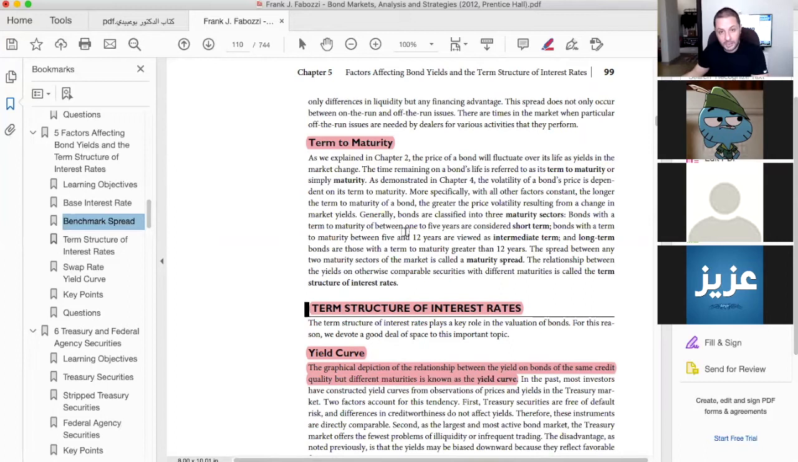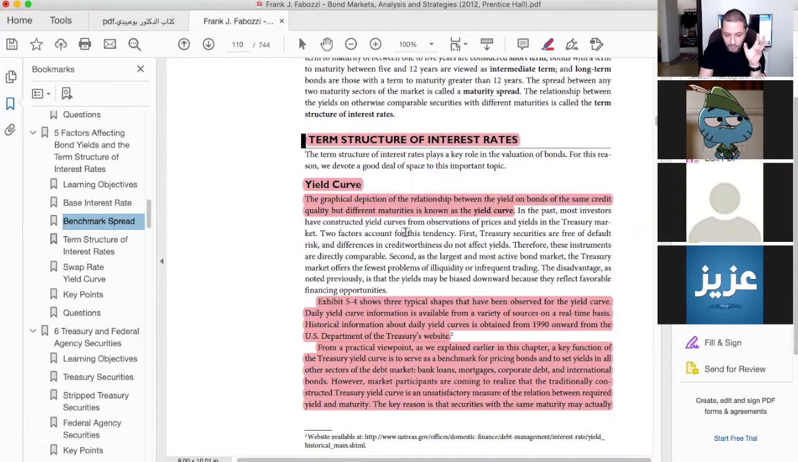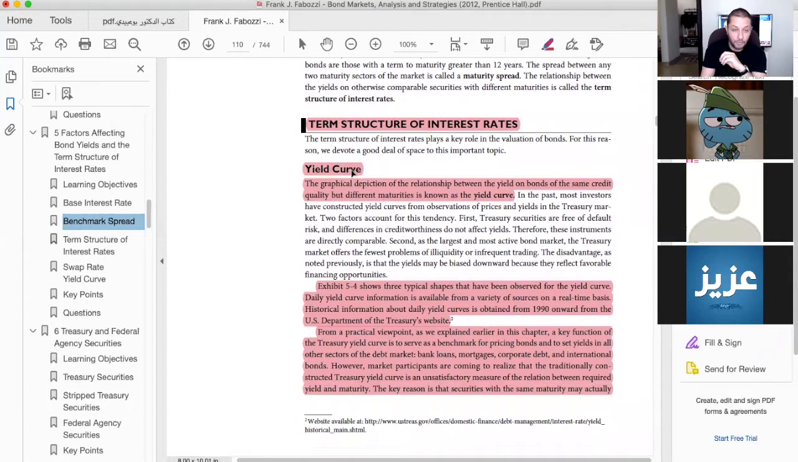Now, let's move to the most important point, the term structure of interest rates. We start with the first concept, which is the yield curve. The graphical depiction of the relationship between the yield on bonds of the same credit quality but different maturities is known as the yield curve. This is the first time that we are learning that for the same credit quality, the yield to maturity can vary depending on the time to maturity. That's why we call it the term structure.